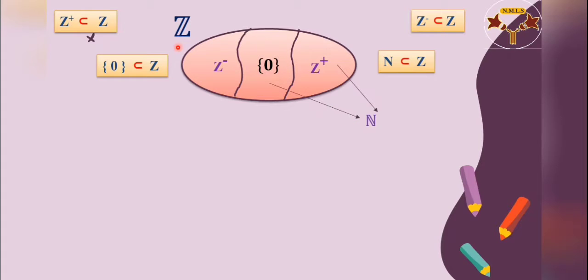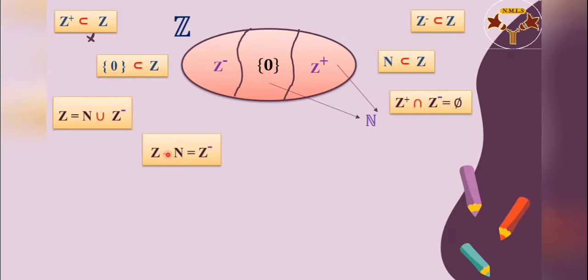Also, N is a subset from Z. Yes, N, natural numbers, are a subset from the integers. And Z equals the union of N and Z negative. Z, which is the set of integers, equals the union between N natural numbers and Z negative, the set of negative numbers. Is there any intersection between the positive numbers and the negative numbers? No, of course not. So the intersection between Z positive and Z negative is phi.